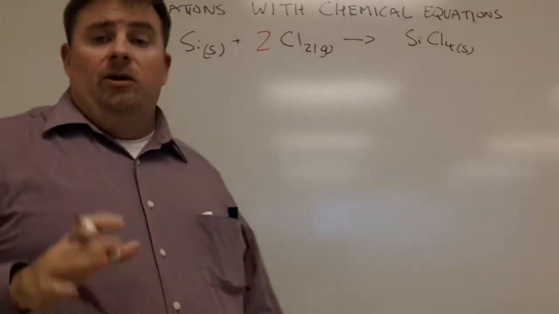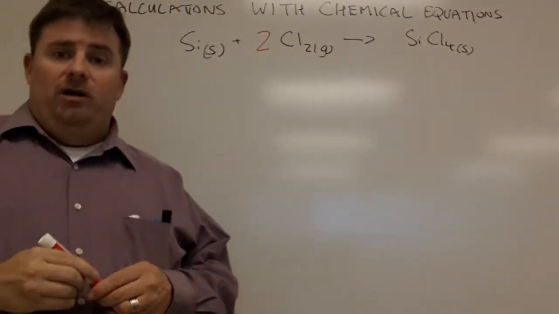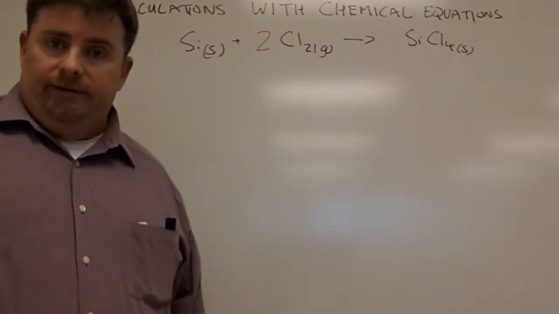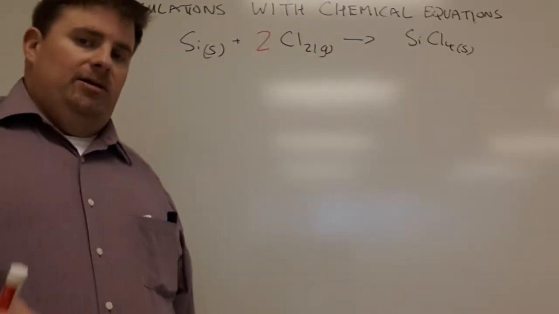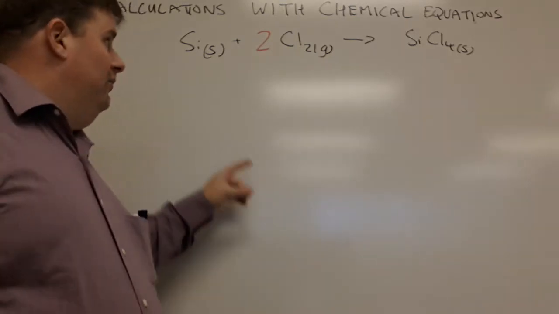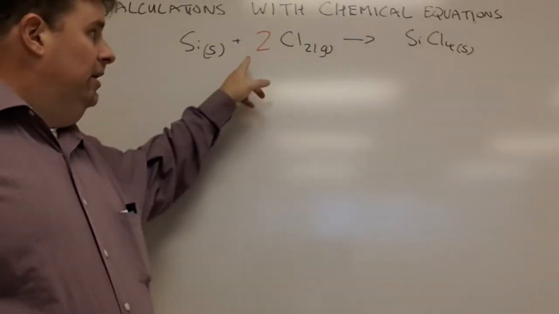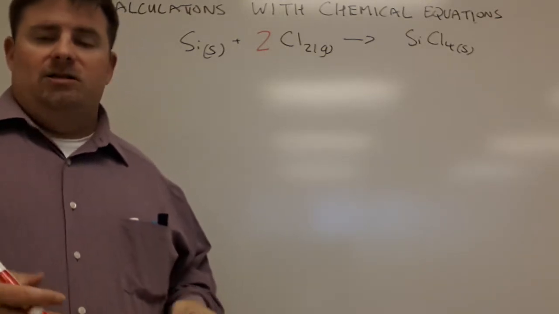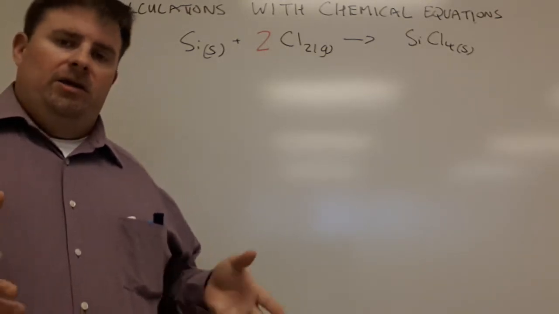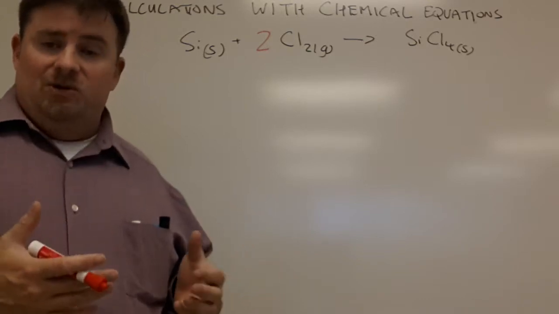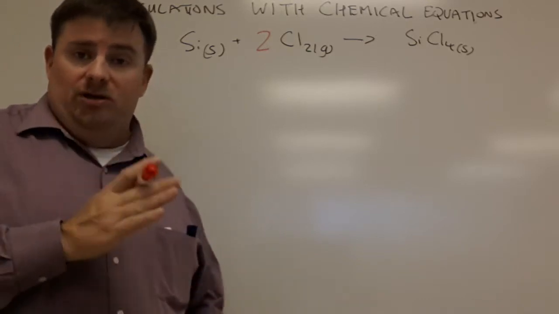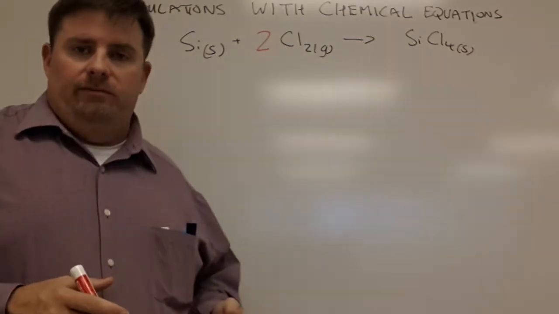Good. What this means is that for every 1 mole of silicon, I'm going to have 2 moles of chlorine. Same thing on the molecular level: if I have 1 atom of silicon, I'm going to have 2 molecules of chlorine. It's a pretty simple idea. That ratio is always going to exist between all of the components, so I'm always going to have a ratio of 1 to 2 of silicon to chlorine.